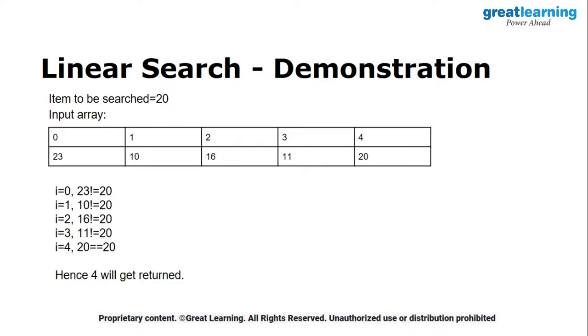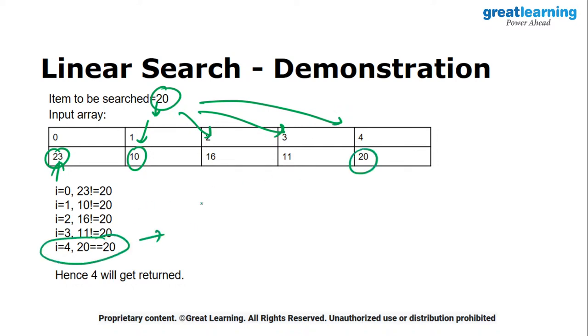So now let's move on to the demonstration. You're searching for 20. This is a simple algorithm, right? The first step: you check, is 20 equal to 23? No. Is 20 equal to 10? No. Is 20 equal to 16? No. Is 20 equal to 11? No. Is 20 equal to 20? Yes. So you see, in the fifth iteration, you find your element. You found your element.